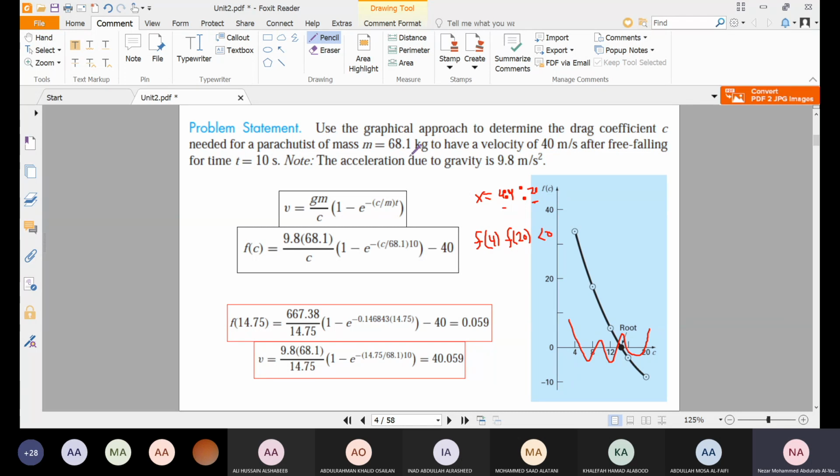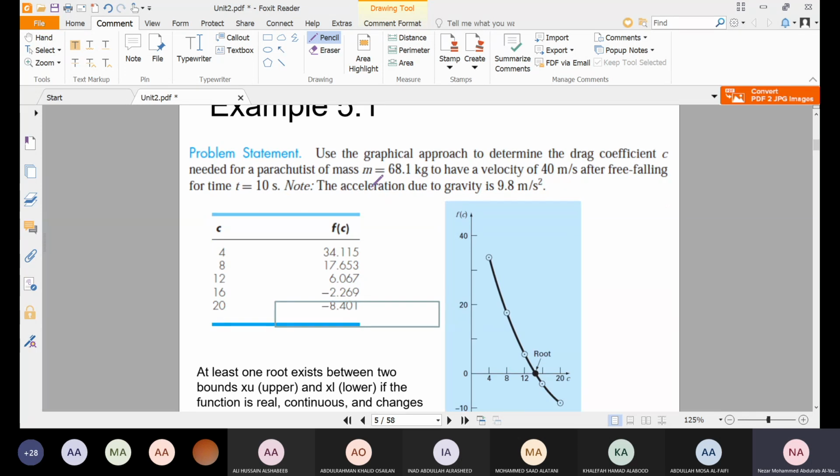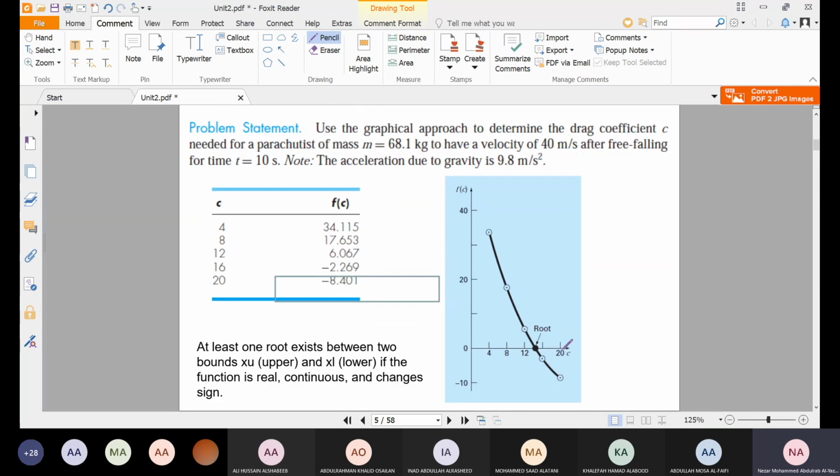So we will use later, for example, the open method, to find more accurate results, a method that usually converges faster than the bracketing methods. Here, in the graphical method, what we did in the previous lecture, we just plot the figure. After that, we look for the intersection between or the cross points between the function and the x-axis. So this will have roots at this point.